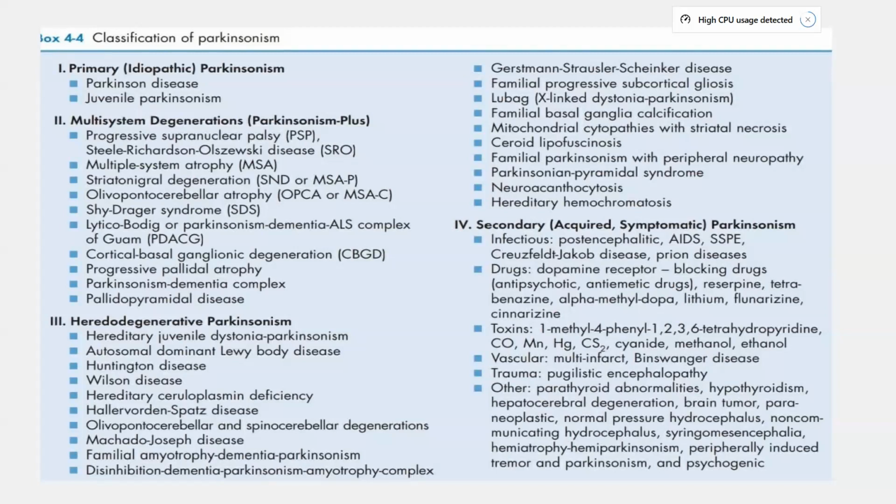Classical example is Muhammad Ali. And other metabolic causes like parathyroid abnormalities, hypothyroidism, hepatolenticular degeneration, tumors, abscess, malignancies, normal pressure hydrocephalus, and syringomyelia, hemiatrophy, hemiparkinsonism syndrome, and last one is functional, that is psychogenic Parkinsonism. This is a gross classification of Parkinsonism.